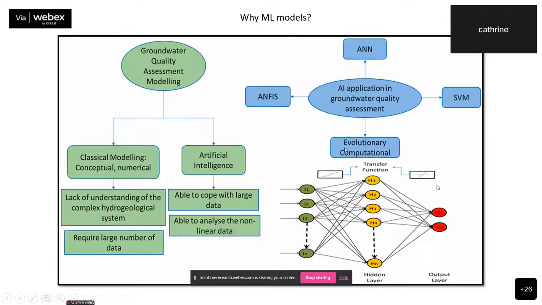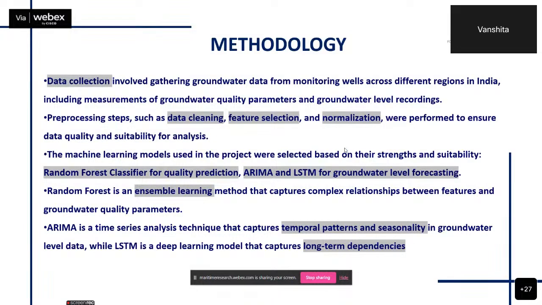Thank you. So next up, why I chose machine learning model. So classical models basically lack understanding of complex hydrological systems and they require a large amount of data. But in contrast, machine learning models are able to analyze nonlinear data and are able to cope with any kind of data basically. Moving forward, methodology.